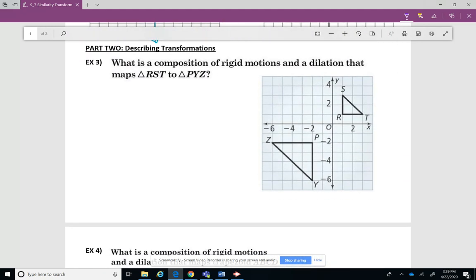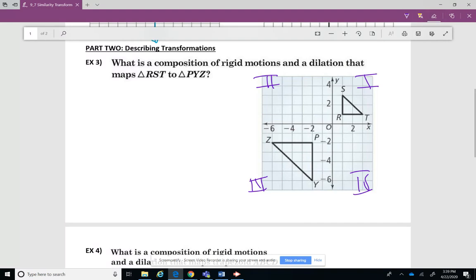All right, let's move on to part 2. This is page 595, describing transformations. It says, what is a composition of rigid motions and a dilation that maps triangle RST to PYZ? Now, first of all, I can tell that they're already positioned a little bit differently, but I'm thinking that if I rotate it 180 degrees, I could get it down into this quadrant. See, this is quadrant 1, and this is quadrant 3. Remember, it goes backwards. 1, 2, 3, 4.